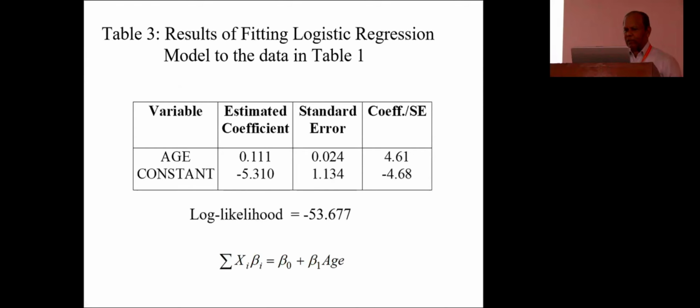This is a regression coefficient. We are interested in the age. If you take e power of the 0.11, that will give you the odds ratio.